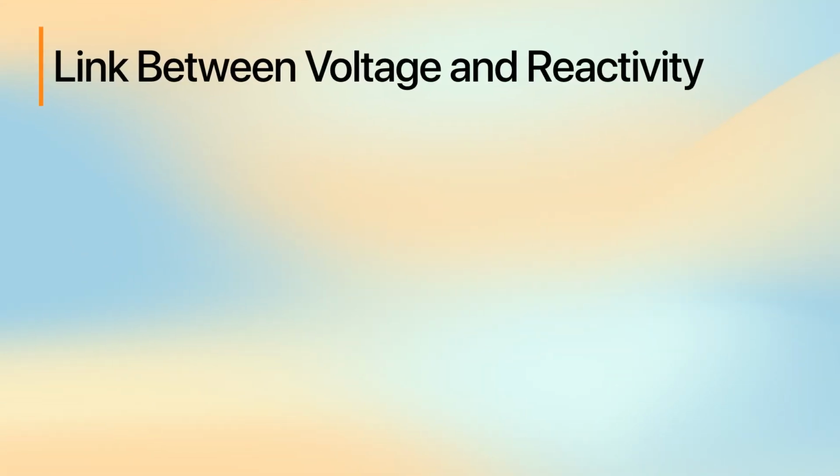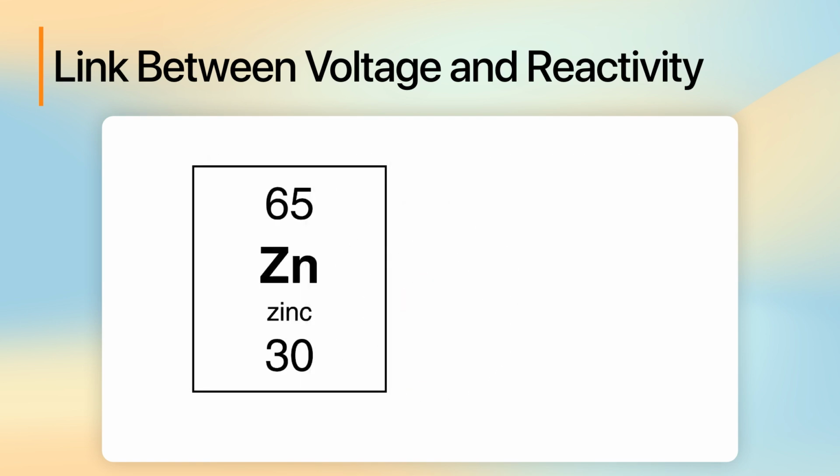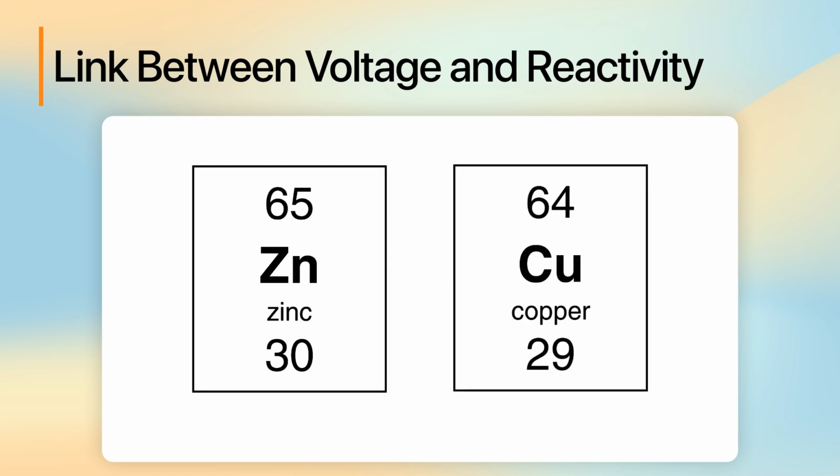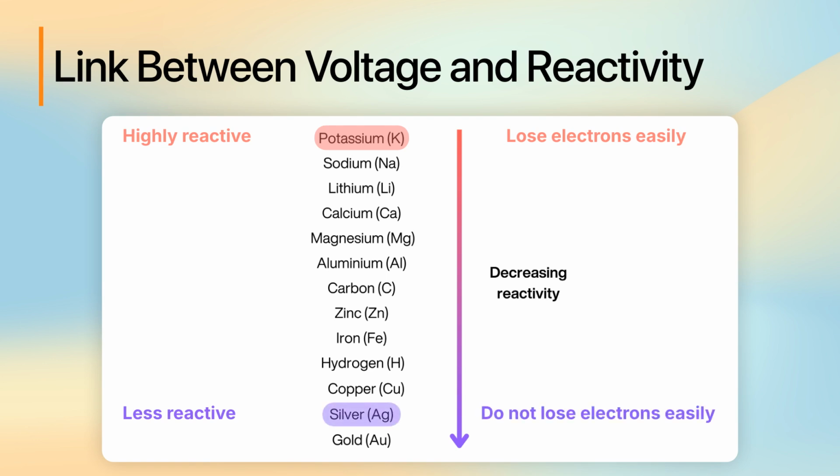Metals vary in their reactivity, which is their tendency to lose electrons and form positive ions. Some metals, like zinc, are highly reactive, while others, like copper, are less reactive. The reactivity series is a list of metals arranged in order of their reactivity, with the most reactive metals at the top and the least reactive at the bottom. Highly reactive metals, like potassium, tend to lose electrons easily. Less reactive metals, like silver, do not lose electrons as easily.